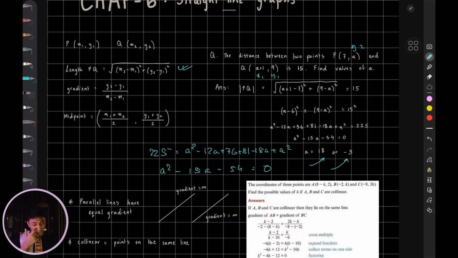Fair enough. So we found out how to use our first formula, that is the length equation, right? So that is out of the way. Now the second equation we're going to work with is the gradient.